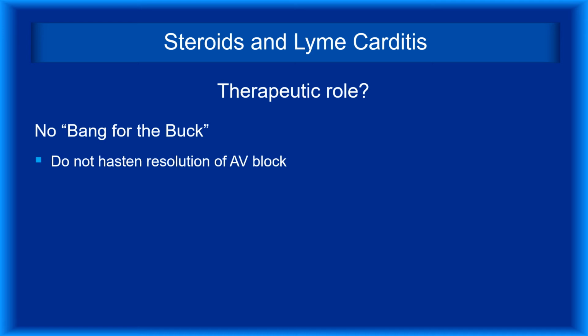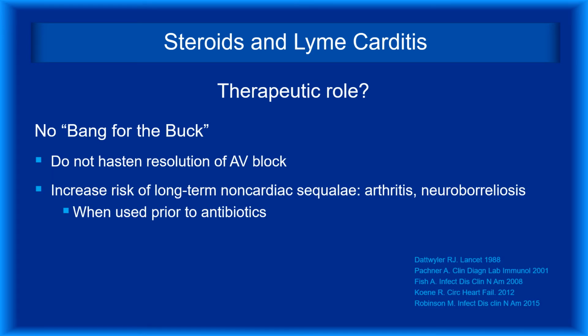Not only do they not help, there's a chance that steroids can increase the risk for arthritis and neuroborreliosis, particularly when started prior to antibiotics. It's important to remember that antibiotics are not antiseptics. Without a functioning immune system, they are unable to fully eradicate an infection. Therefore, the use of steroids in early Lyme disease can blunt the immune response, increasing the risk of treatment failure.